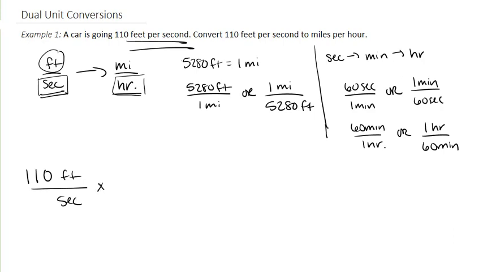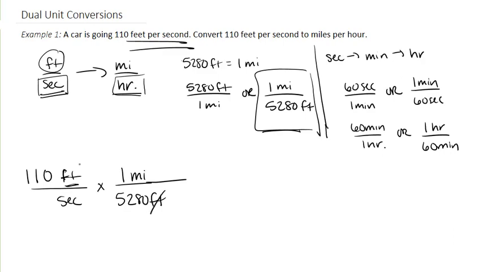So the first thing we can do is multiply it by our distance to get it to miles. So we need to get rid of this feet. So we're going to use this conversion factor here. So we have 1 mile over 5,280 feet. This gets rid of our feet, and we're left with miles, which is exactly what we want.